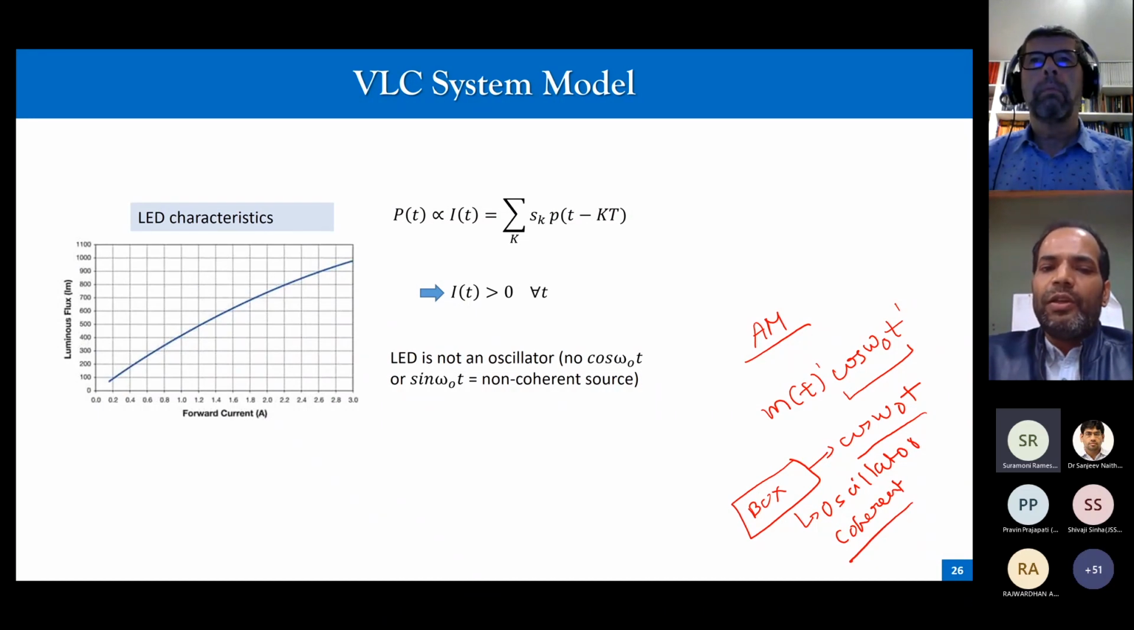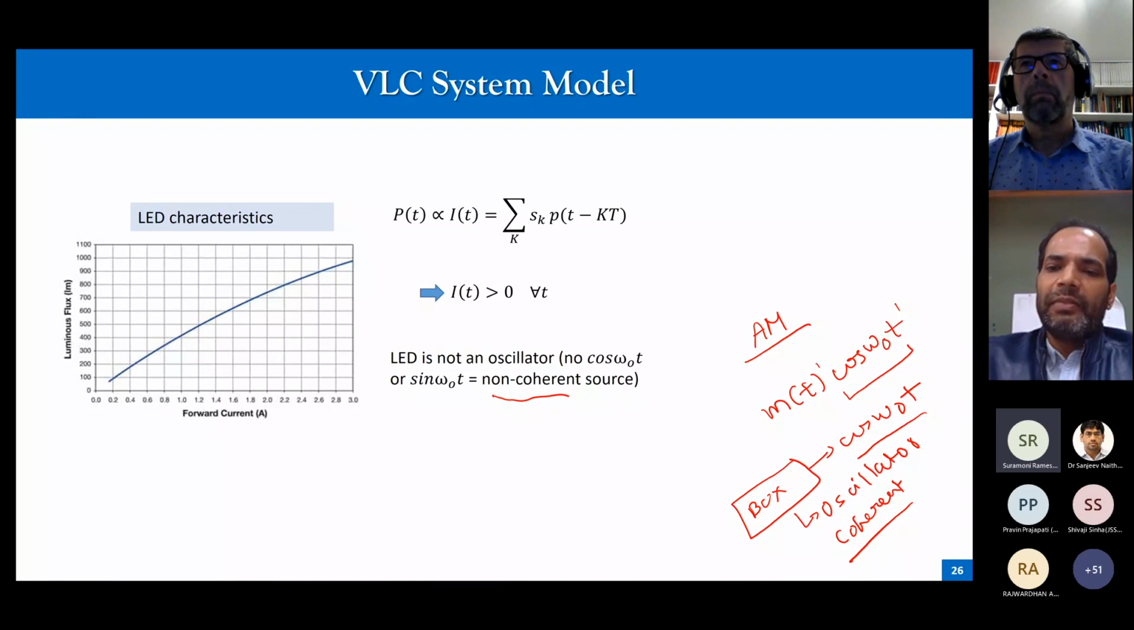Okay. So LED is not a coherent source. First important property of an LED: it's a non-coherent source. That means it cannot produce these sinusoidal waveforms at its output. Again, a very simplistic picture. So if you have a certain message, you cannot use LEDs to multiply this kind of thing to this message. That's not possible.